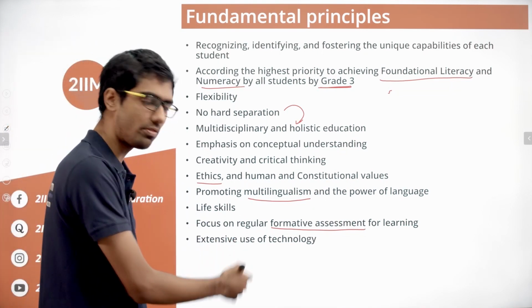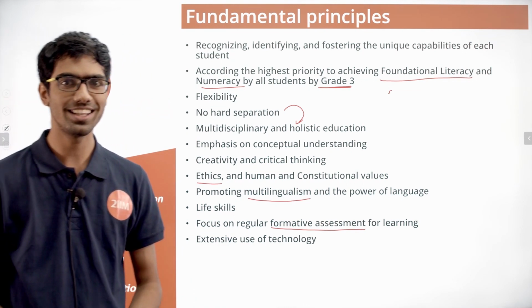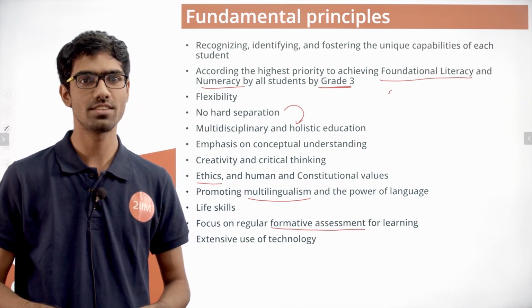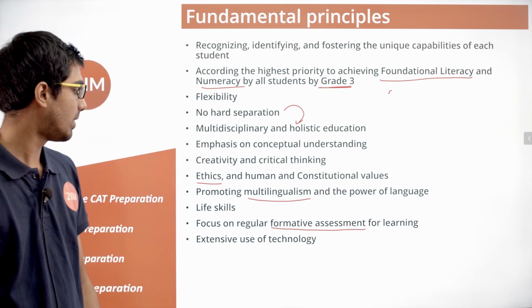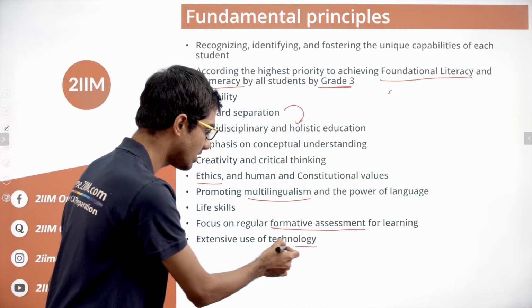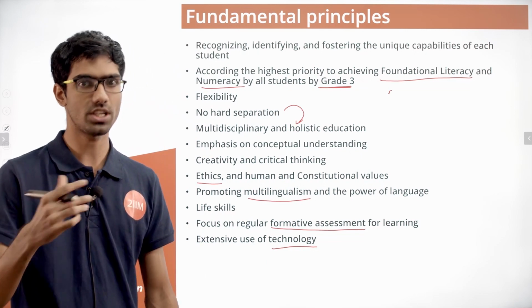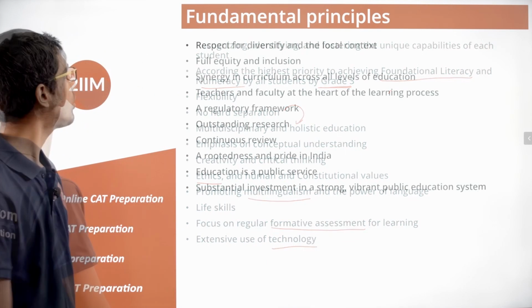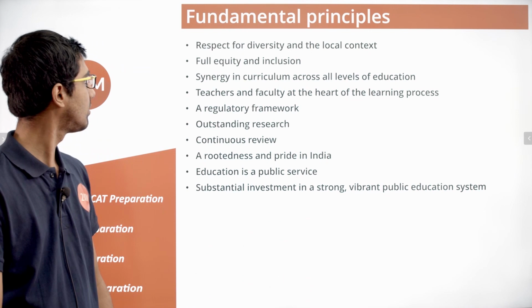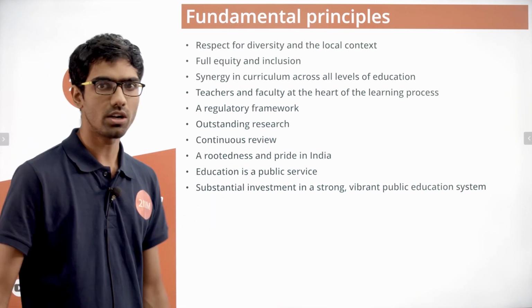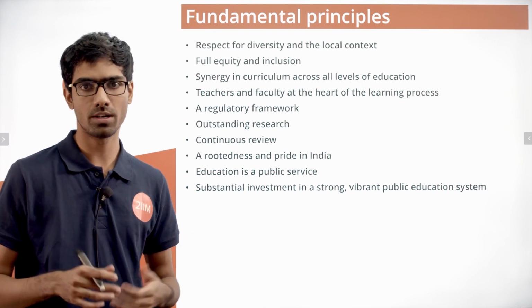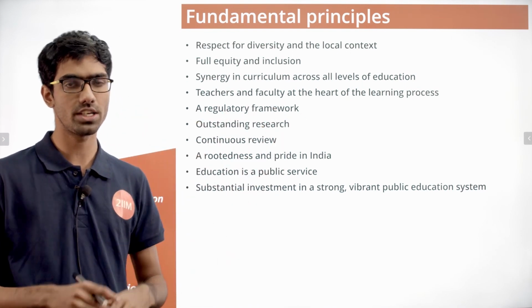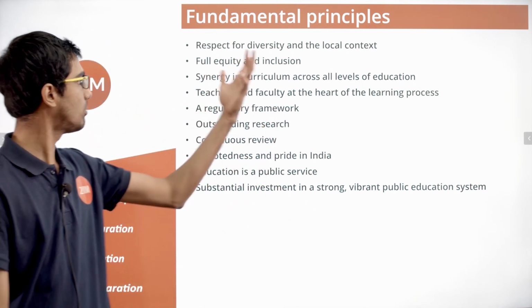Yeah, the extensive use of technology. COVID happened, and then there are a lot of things that have happened ever since. EdTech has boomed, or so we seem to suggest. But yeah, there are adequate mechanisms in the national education policy that seem to suggest the use of technology as such. So the next set of principles are this: respect for diversity and the local context. So this is again something that came under the scanner when the draft national education policy was put out, and then this has been modified accordingly.